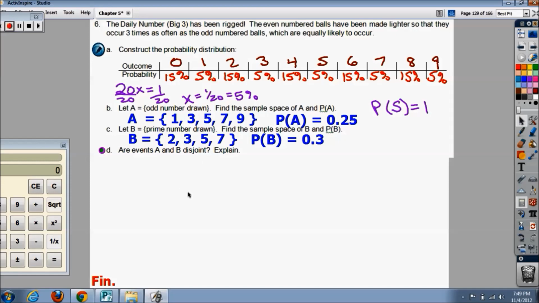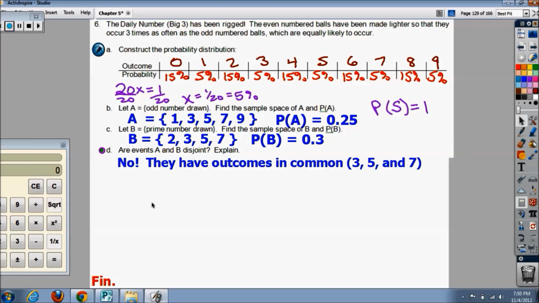And are events A and B disjoint? Okay, disjoint means that they had nothing in common. Well, do these two events have nothing in common? No, they've got outcomes in common. They've got 3, 5, and 7 in common. So they are not disjoint.